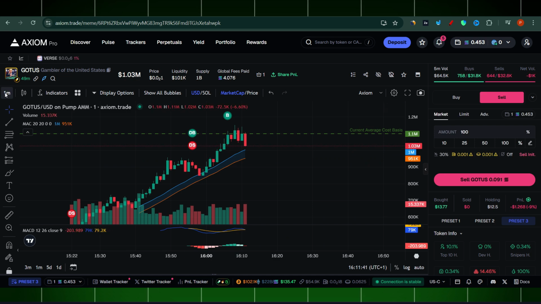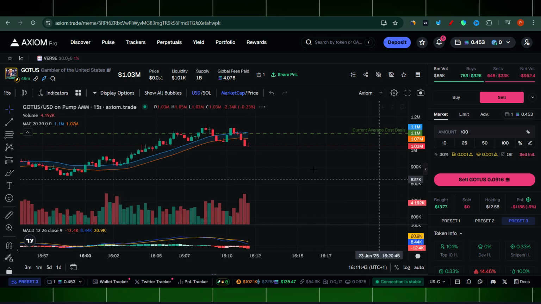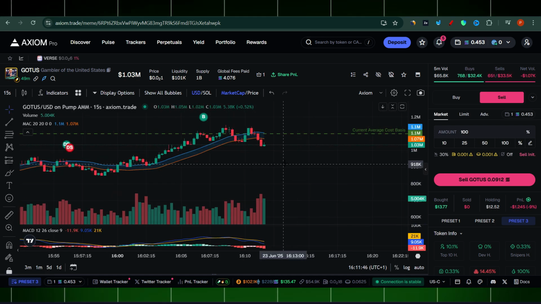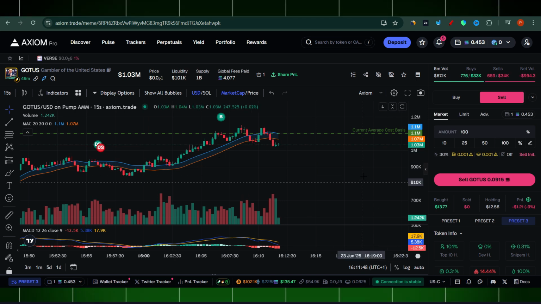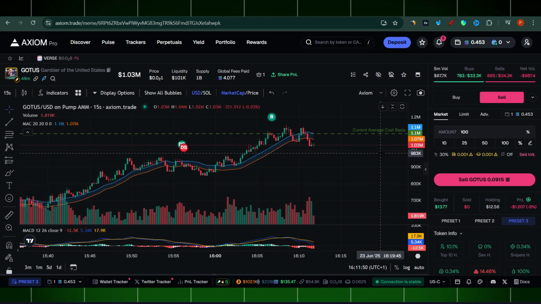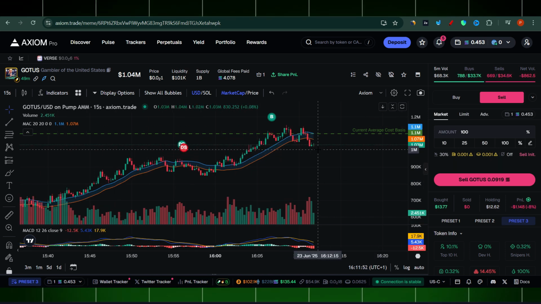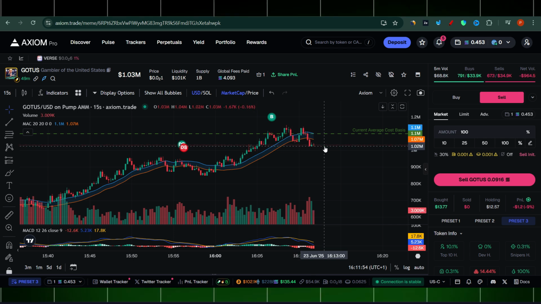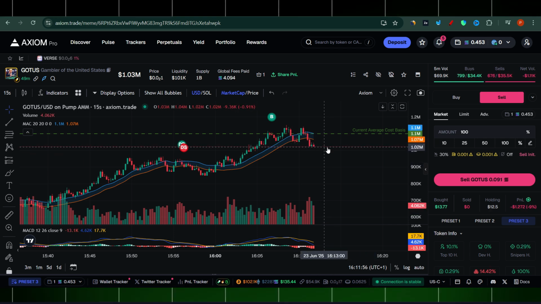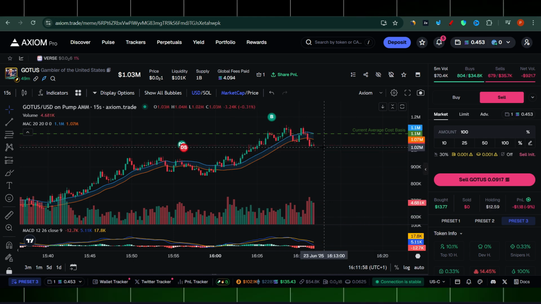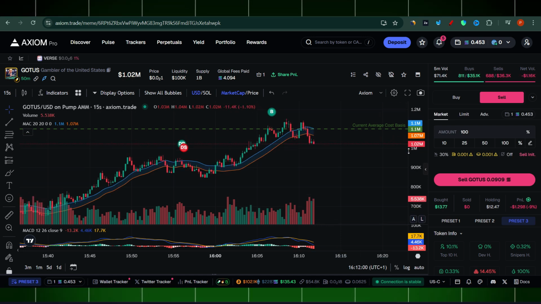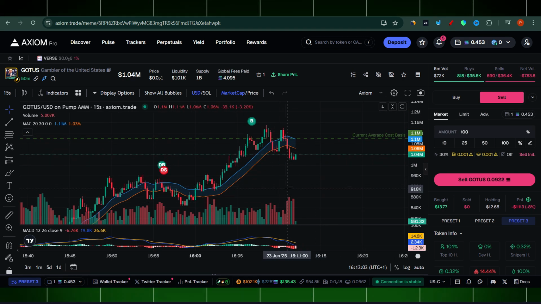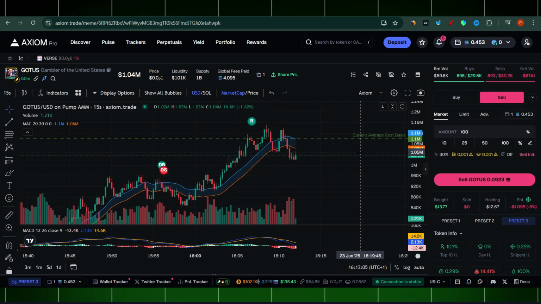I just want to see what the 15-second size does. Okay, 15 seconds is going up. So there is a build-up of buy pressure here. There is a bit of a struggle here between buys and sells. But it looks like the green candle is starting to form here, very slowly, but it does look like it's going up. So there are some buys.